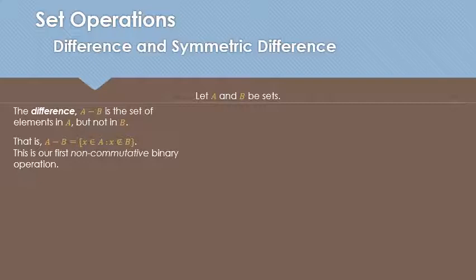Now this is our first non-commutative binary operation on sets. A minus B is not in general the same thing as B minus A. Let's take a look at an example and compute a subtraction of sets. So A is the set of all integers between -2 and 2, and B is the set of all integers between 0 and 4. Let's figure out what A minus B and B minus A are in this case.